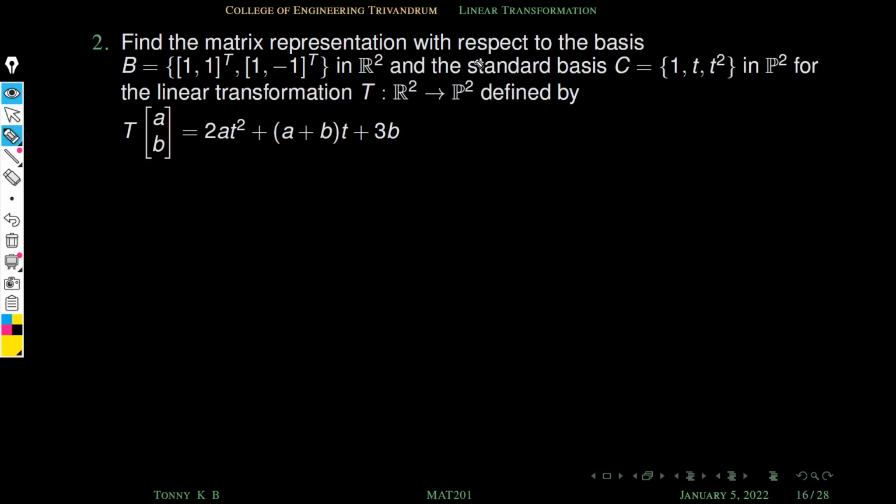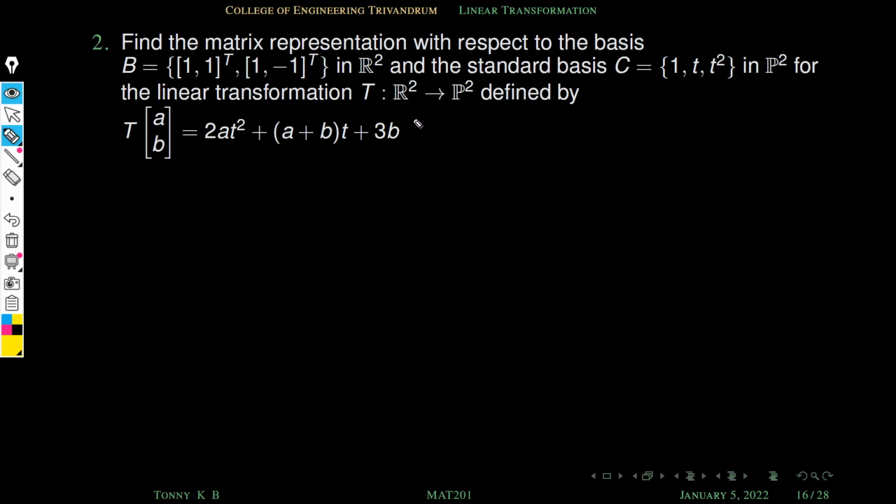Okay, second problem. Find the matrix representation with respect to the basis B, given by (1, 1)ᵀ and (1, -1)ᵀ. Here the T stands for transpose. Normally we treat elements in R² or Rⁿ as column matrices, that's why we put a transpose. And the standard basis C is 1, t, t², for the linear transformation T from R² to P² defined by T(a, b) equal to the same transformation. So the only difference is that we change the first basis. Remaining things are the same.